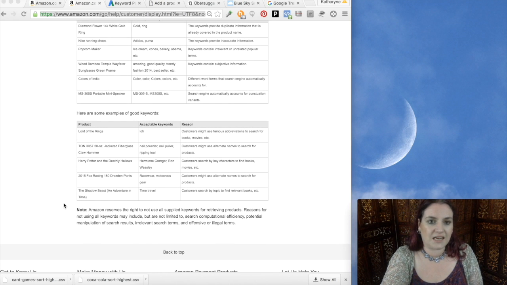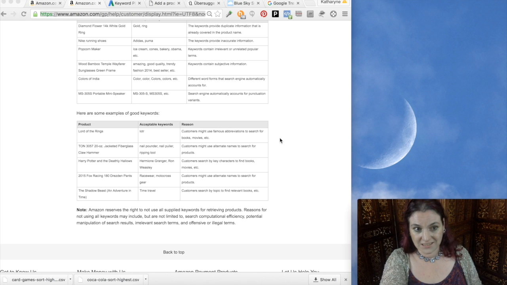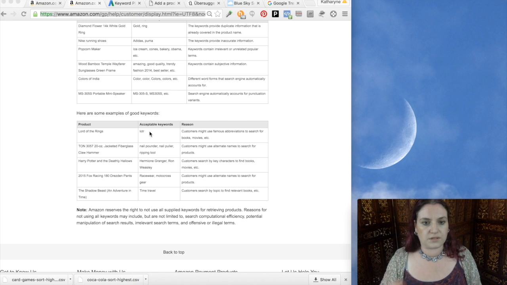And then Amazon actually gives you some examples of good keywords. And these are really fascinating, because look at this. Lord of the Rings is a product. So what they suggest is you use LOTR, you use the abbreviations. I would go along with this and say any kind of fan words or slangy, jargony words, I would throw in there. So things like acronyms, abbreviations, under acceptable keywords.